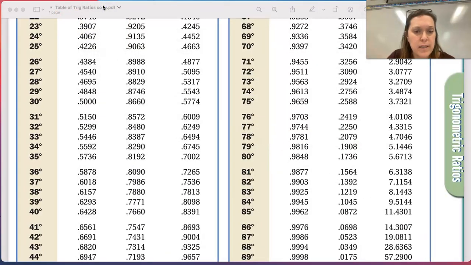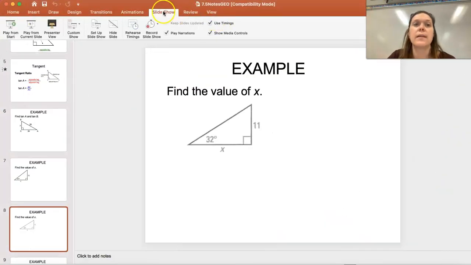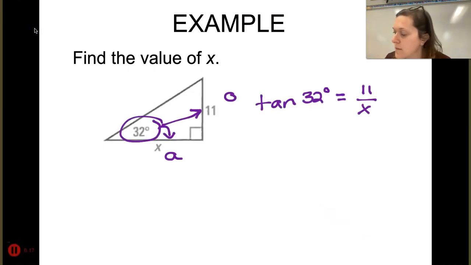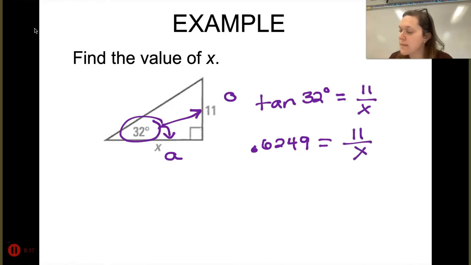Okay, so what did I just say? 0.6249. Remember 0.6249. So 0.6249 is equal to 11 over x.